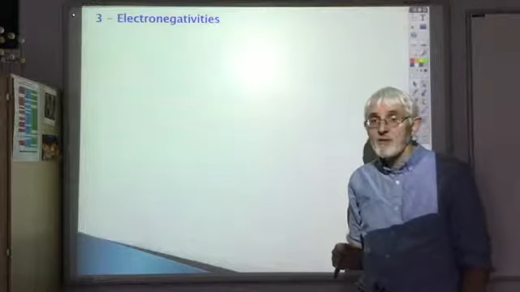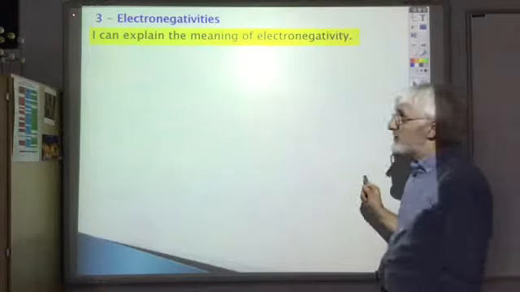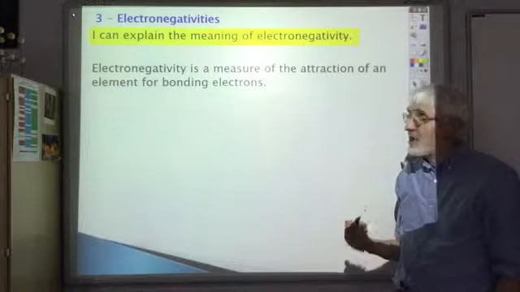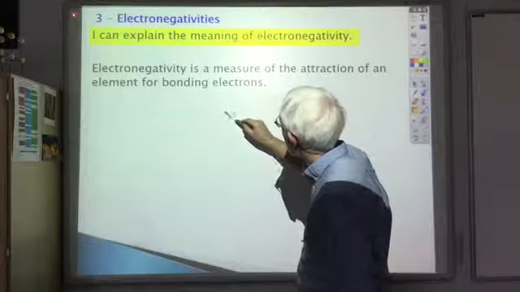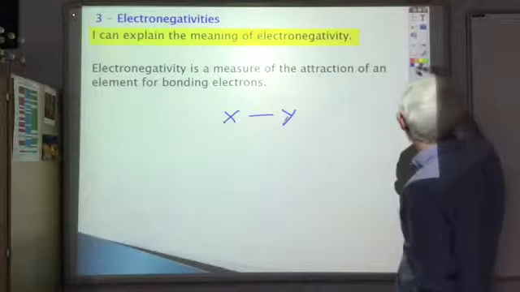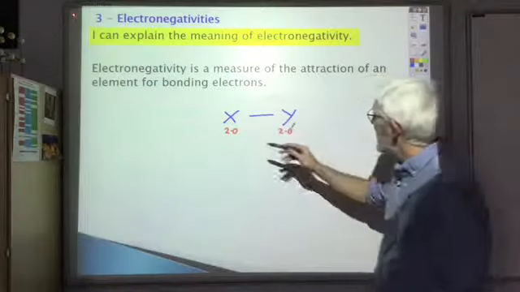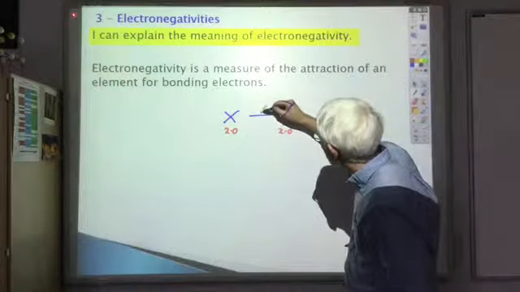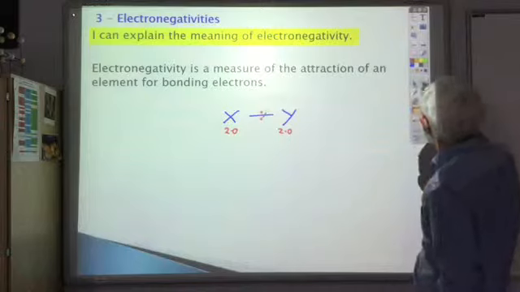Okay, and our third and final pattern is electronegativity. So again, we have to know the meaning of electronegativity. So it's a measure of the attraction an element has for bonding electrons. So let's say we've got two atoms bonded together and they both have the same electronegativity. Let's just say it's 2.0. They both have the same attraction for the bonding electrons. So the bonding electrons will be in the middle of the bond.